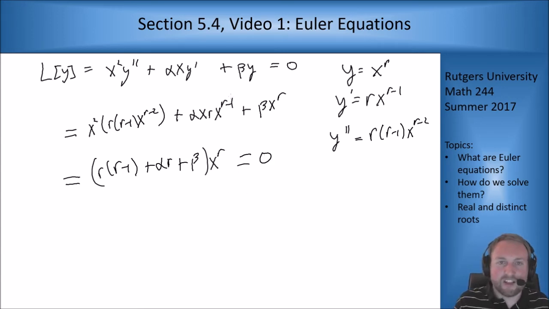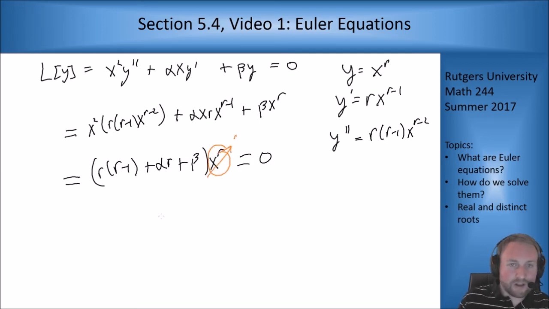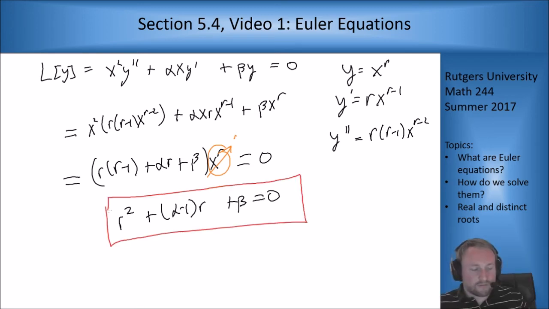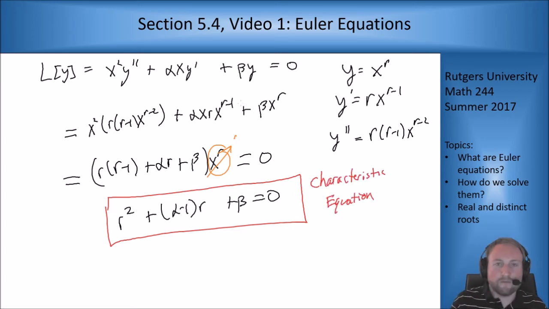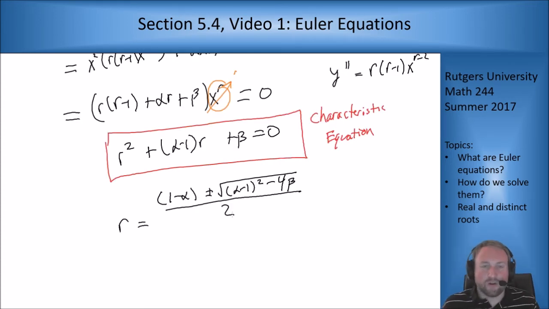So now I can divide both sides by x to the r. Remember, x is bigger than 0, so I can just divide both sides by that. And by expanding out this polynomial a little bit, I get r squared plus alpha minus 1 times r plus beta equals 0. So for Euler equations, this becomes our characteristic equation. And again, we're going to get two roots of this polynomial. The roots are of the following form, just by using the quadratic formula.